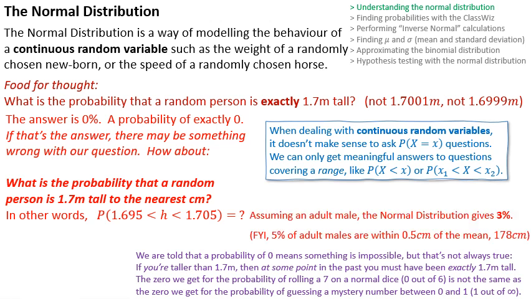Incidentally, we can use the normal distribution calculation model that we're going to talk through shortly to estimate things like the probability of someone being roughly 1.7 meters tall. There's a 3% chance that an adult male will have a height that rounds to 1.7 meters, to the nearest centimeter. Incidentally, there's about a 5% chance that you'll be within half a centimeter of the mean height, which is 178 centimeters. This is based off data for adult males in the United States. So it may be slightly different depending on your population and gender.